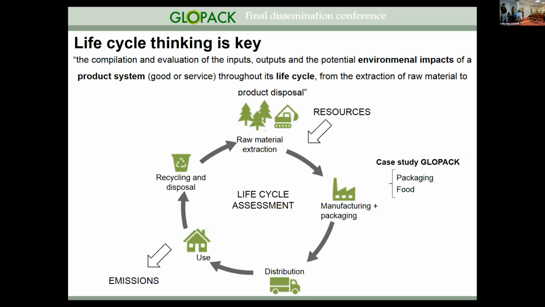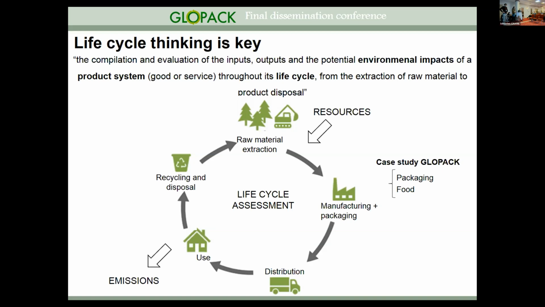If we are talking about the conventional fossil-based plastic packaging, it means we start with raw material extraction. So fossil fuels need to be extracted, then we will manufacture the packaging material, it will be distributed, it will be used, and then the question is what happens afterwards with it. What we are doing is really have a look at each step in the life cycle, what are the resources that were needed, and what are the emissions that occur.